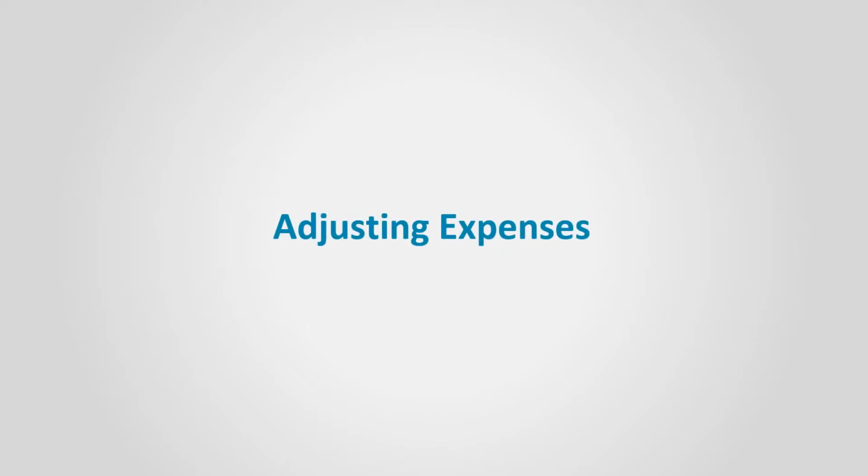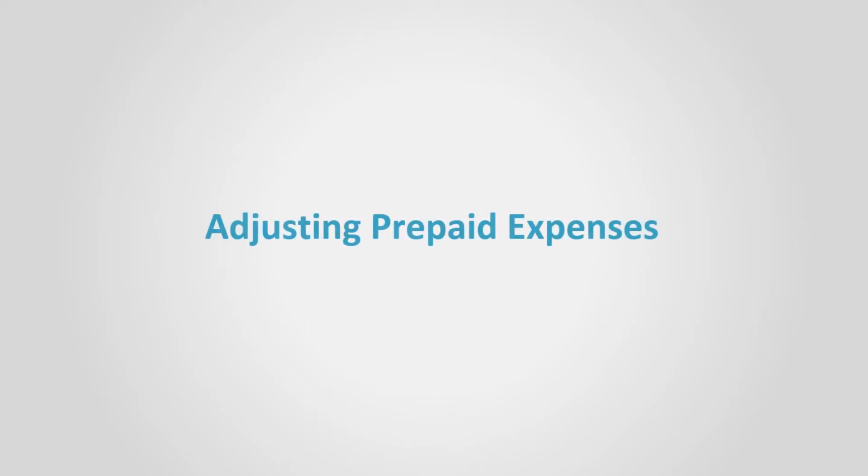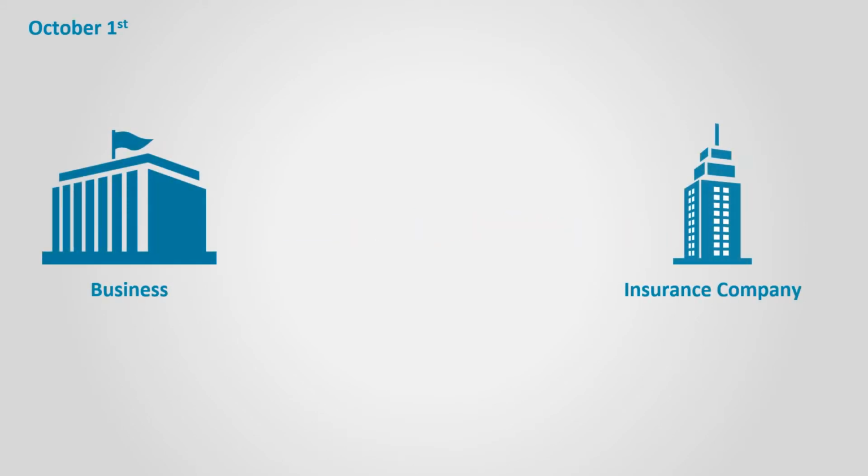Adjusting expenses. Adjusting prepaid expenses. Assume that on October 1st in period 1, a business purchased a 1-year insurance policy for $12,000.